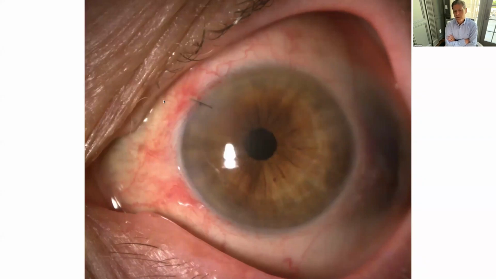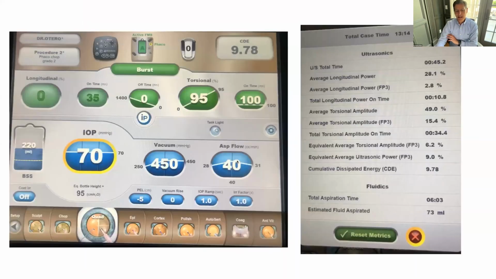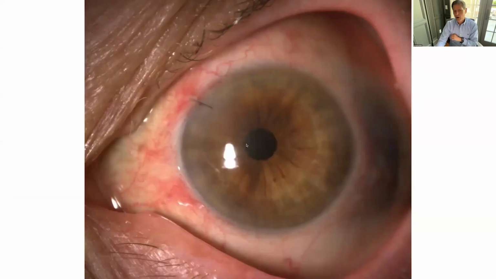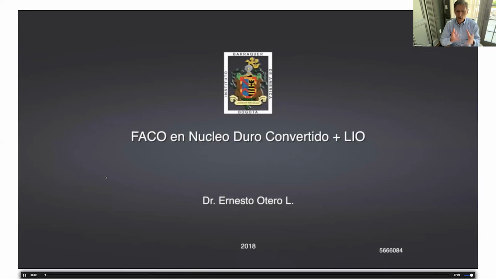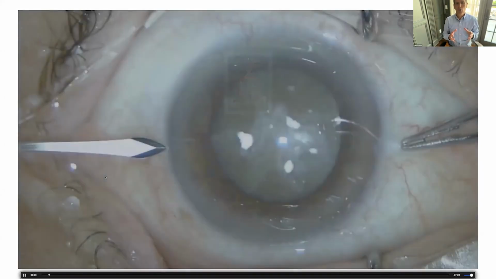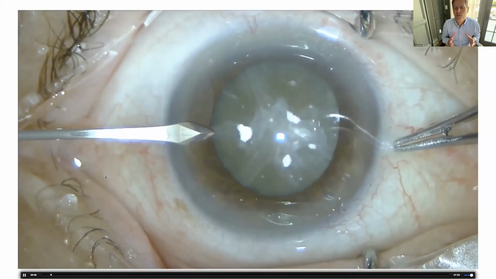And this is the first day post-op of this patient. As you can see, it's a very nice and clear cornea. There's a little bit of edema up here next to the incision, but overall, it is a very nice and clear cornea. The other tip is it is very important to know when to convert.